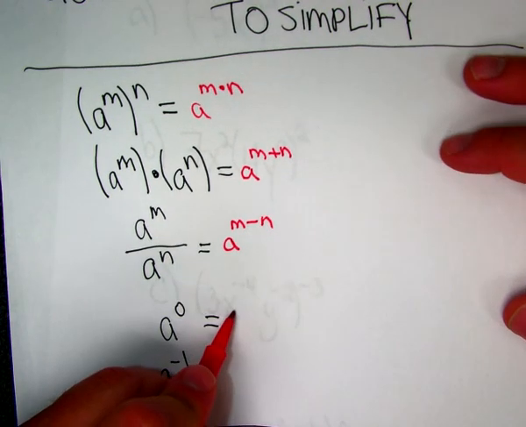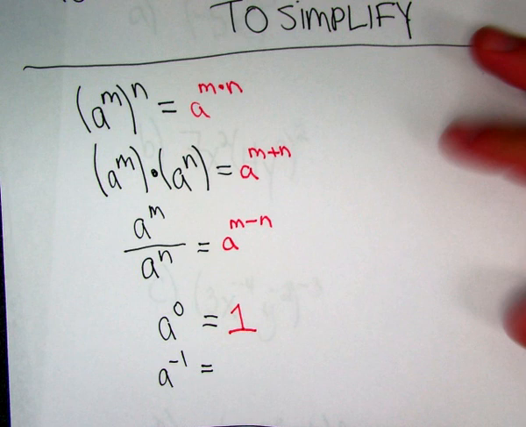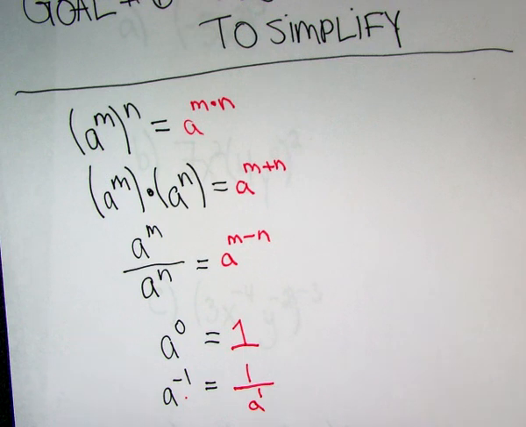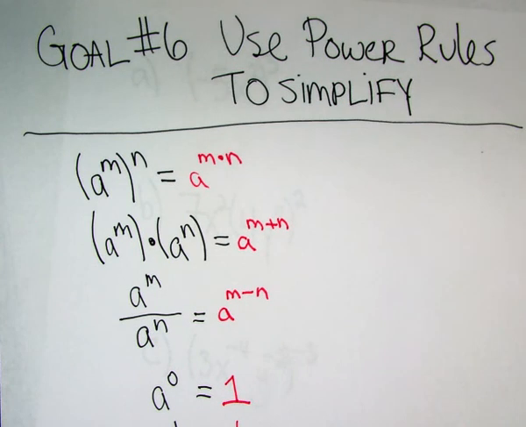A to the 0 is 1. Anything to the 0 power is just 1. And a to the negative 1 just becomes 1 over a to the 1. Okay? Now, why is this? Let's do an example of each of these just so we can kind of see these in action.